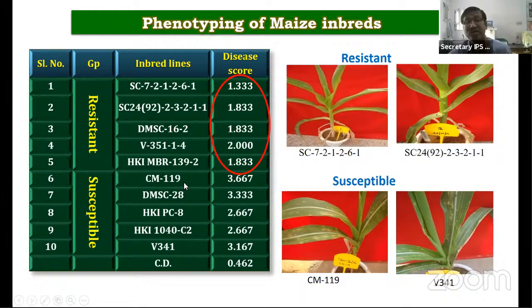Here CM119 you can see, and on the other hand, the first 2 lines, SC7 and SC24, these inbred lines were also developed here by our elder maize pathologist, and both were registered in NBPGR, and are highly resistant. So we carried forward our next research work using the highly resistant inbred line of maize, SC7, and the highly susceptible CM119.